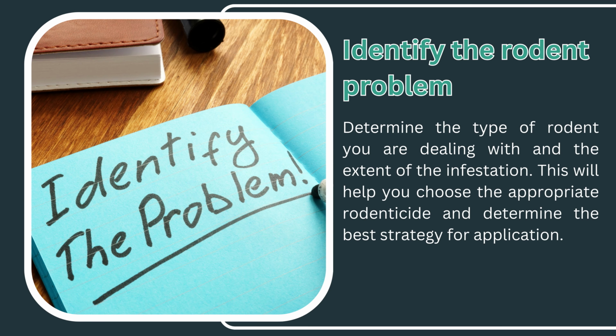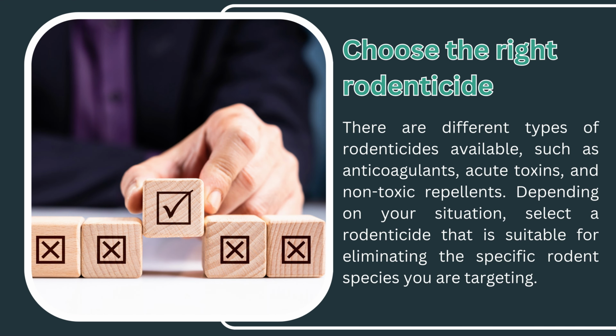First things first, identify the rodent problem. Determine the type of rodent you are dealing with and the extent of the infestation. This will help you choose the appropriate rodenticide and determine the best strategy for application. Next is, choose the right rodenticide. There are different types of rodenticides available. Depending on your situation, select a rodenticide that is suitable for eliminating the specific rodent species you are targeting.